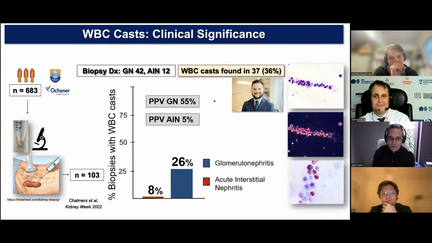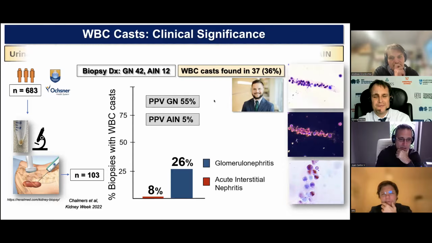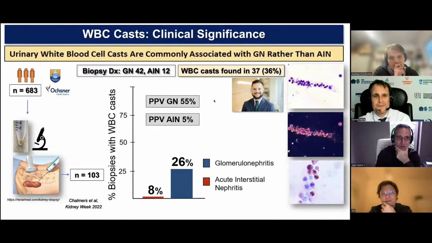And the images of the white blood cell casts are on the right-hand side. The bottom panel shows actually polymorphonuclear cells as well. So the conclusion was that urinary white blood cell casts are commonly associated with GN rather than AIN. It's a bold statement that tries to challenge the textbook. And we're going to try to formalize this in a publication hopefully later this year.